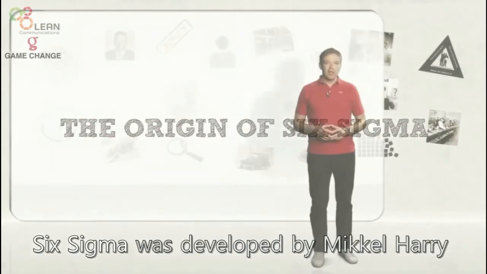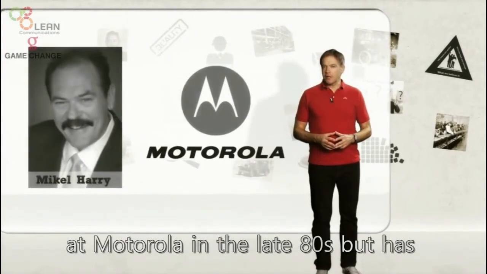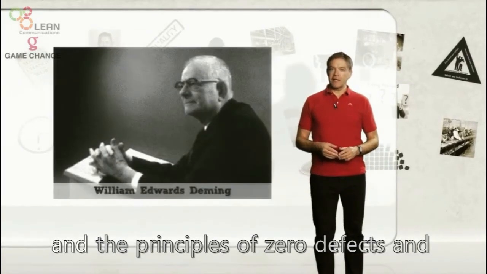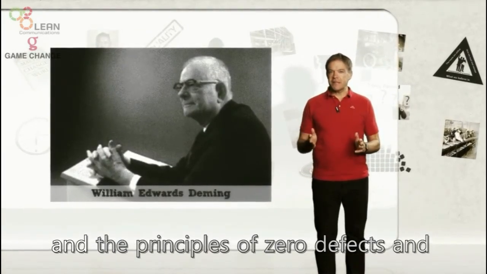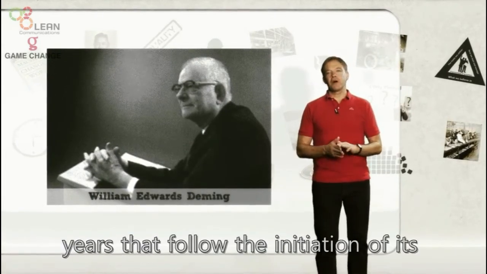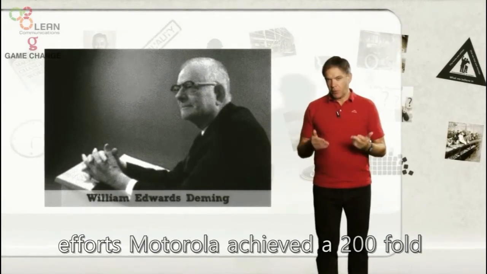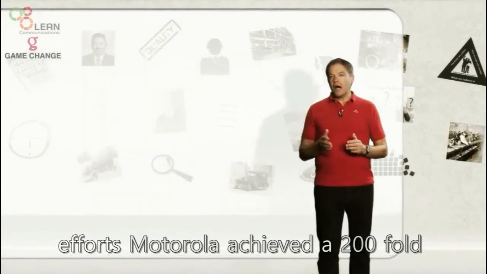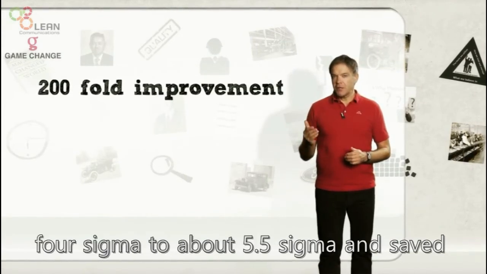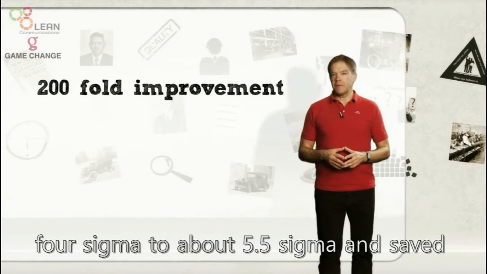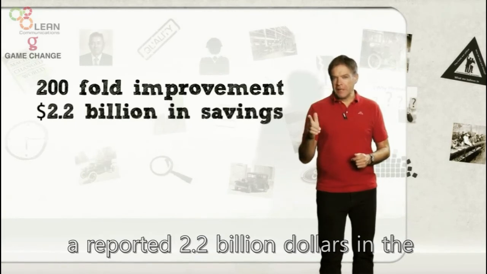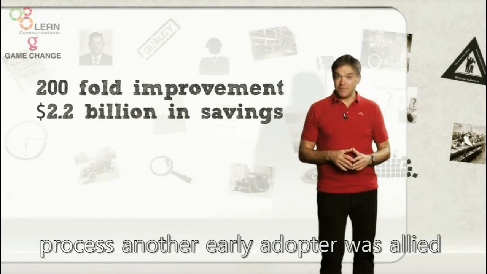Six Sigma was developed by Michael Harry at Motorola in the late 80s, but has roots stemming back to William Deming and the principles of zero defects and total quality management. Over several years that followed the initiation of its efforts, Motorola achieved a 200-fold improvement in production quality, from 4 Sigma to about 5.5 Sigma, and saved a reported $2.2 billion in the process.